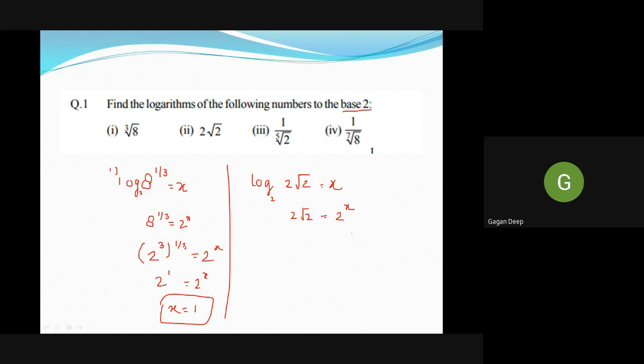It's 1 by 2. No, beta. You have calculated 2 raised to power 1 by 2, but it is multiplied with 2 also, no? If I simplify the left hand side, it is 2 into 2 raised to power 1 by 2. So it means first we have to simplify the left hand side and then we can compare with the x value.